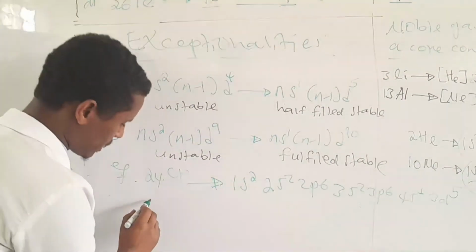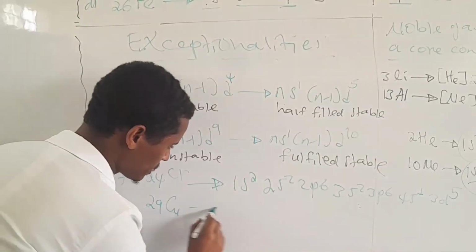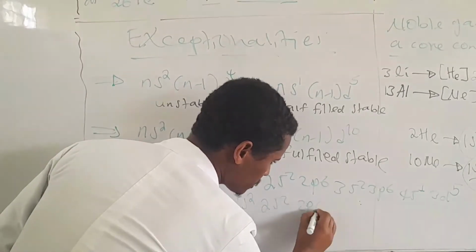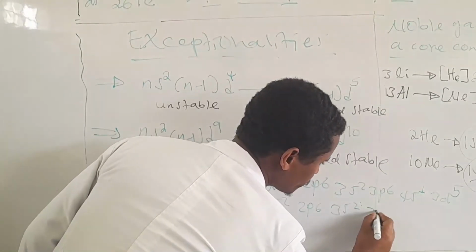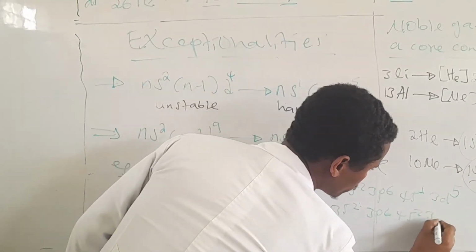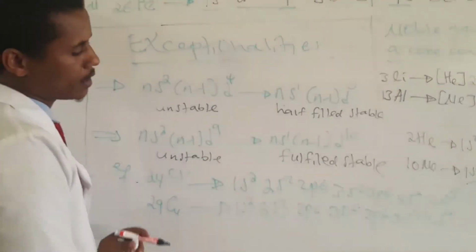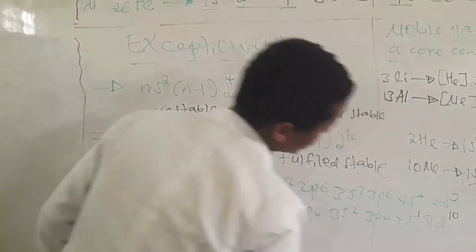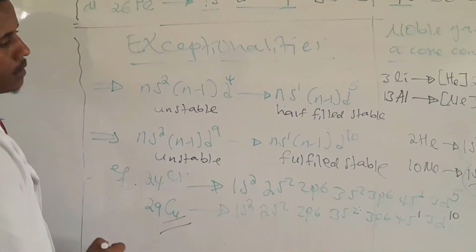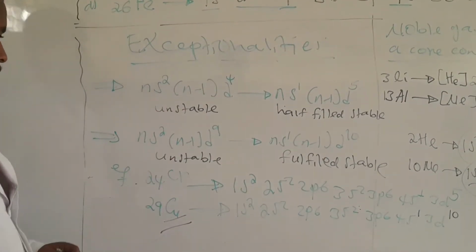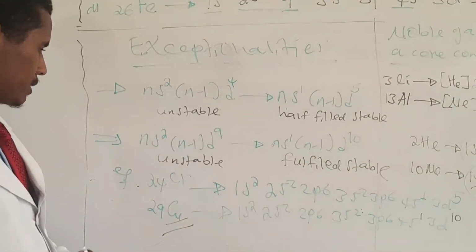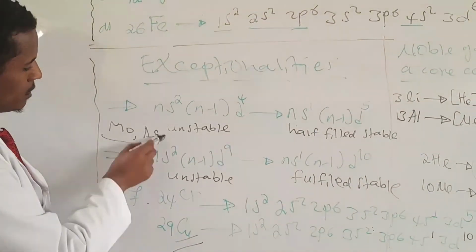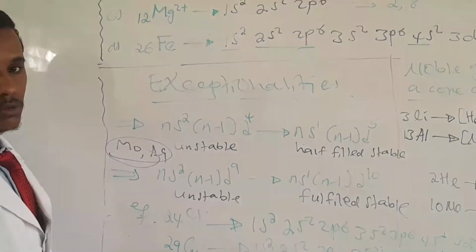For the second, let's take 29, copper. This can be written as 1s2, 2s2, 2p6, 3s2, 3p6, 4s2, 3d9. This is also an unstable configuration, so we can convert it to 4s1, and 3d becomes 10. This is what we call a stable configuration for copper. These are some exceptions. Not only chromium and copper, there are also other exceptions like molybdenum and silver. These are the exceptions that do not follow the above principle.